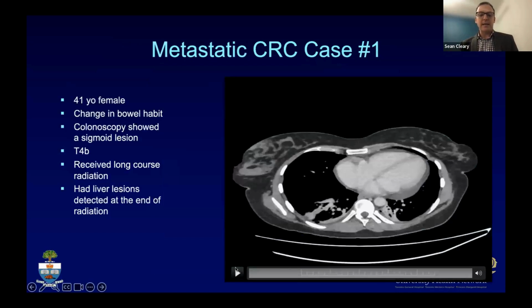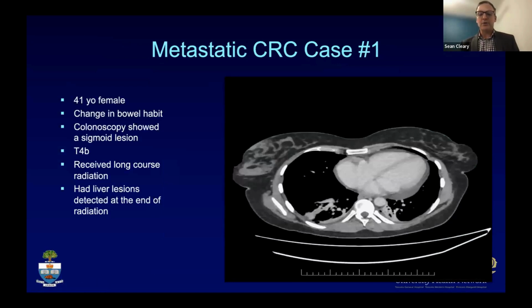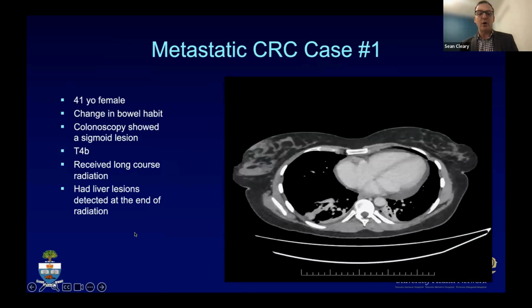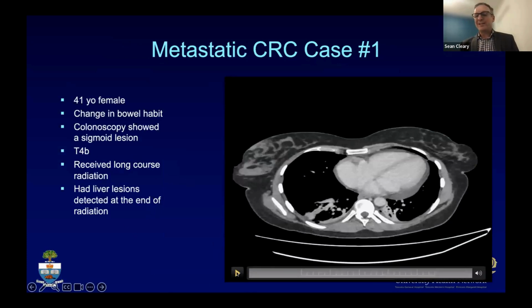So on to the cases now. I just wanted to, again, show a few cases where MRI really has shown its utility. This is a 41-year-old woman from Northern Ontario. She had a change in bowel habit. A colonoscopy showed a cancer in the sigmoid colon at the rectosigmoid junction, and it was actually deemed to be T4B and treated more as a rectal cancer because she received long course radiation.